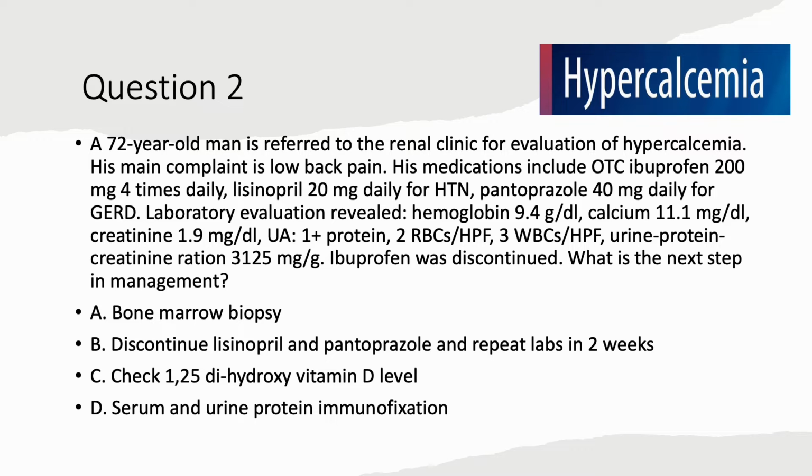Is it A, proceed with a bone marrow biopsy? Is it B, discontinue lisinopril and pantoprazole and repeat labs in 2 weeks, see if they get better? C, check 1,25 dihydroxyvitamin D level. This is further evaluation for hypercalcemia. Or is it D, serum and urine protein immunofixation? So you can pause the slide here for a second, and the answer will be on the next screen.